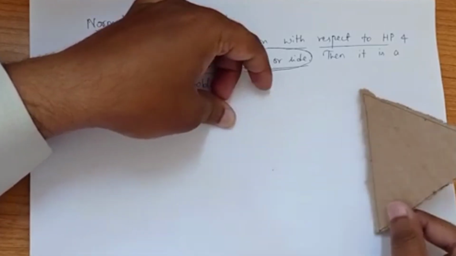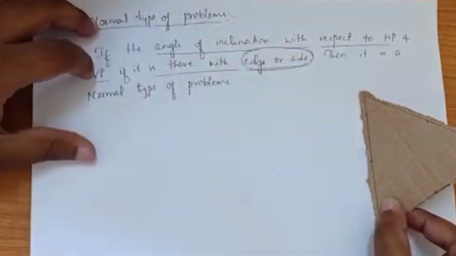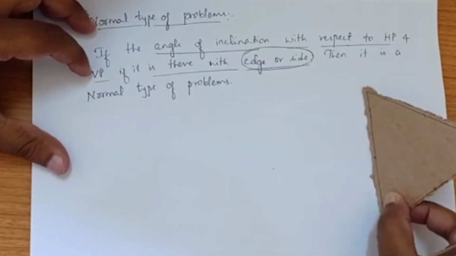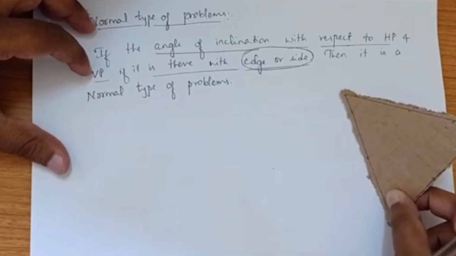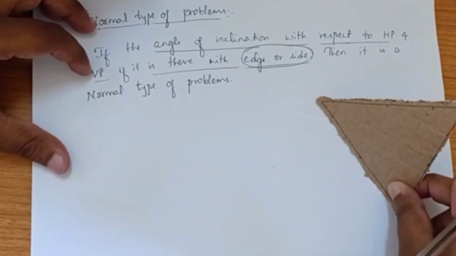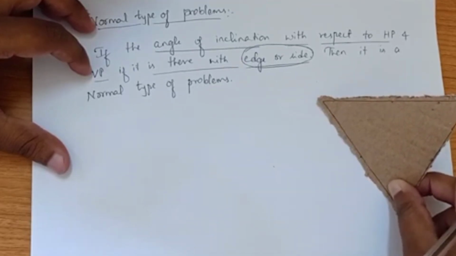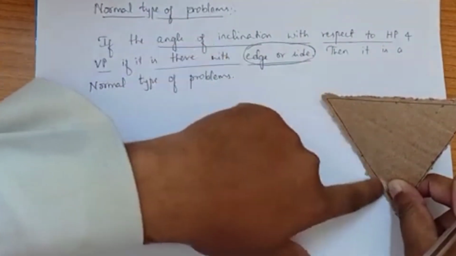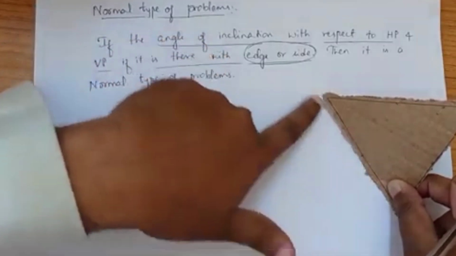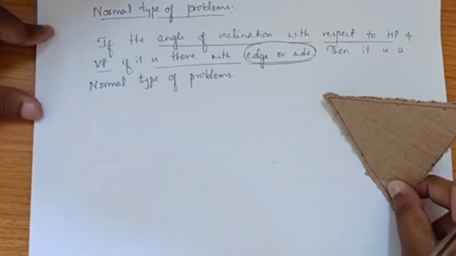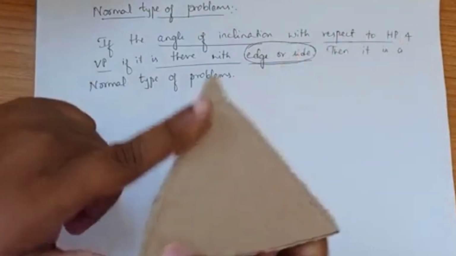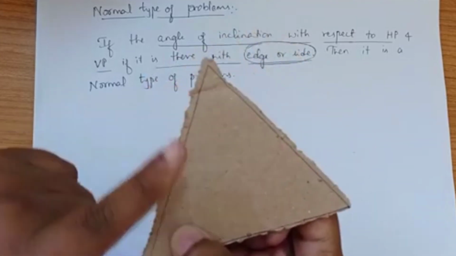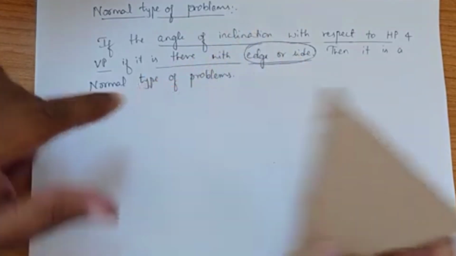And then in the third position, this is already inclined to the HP. If it is then inclined to the VP like this, this is what is perpendicular. So if we are moving like this, this is the inclination to the VP. So inclination to the HP and inclination to the VP, if they are there with respect to this base edge or the edge, we can say that this is a normal type of problem. So understood, a normal type of problem means the angle of inclination will be there with respect to the edge or side.